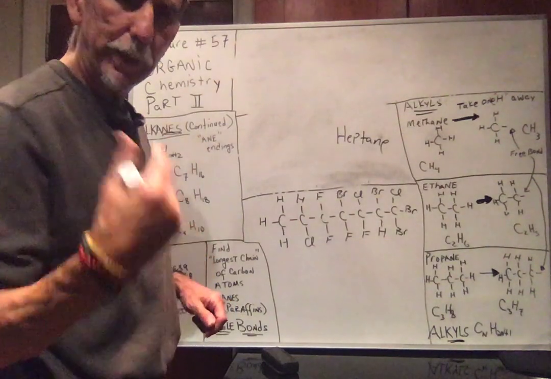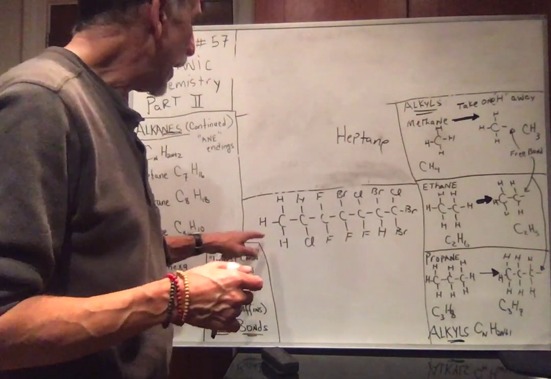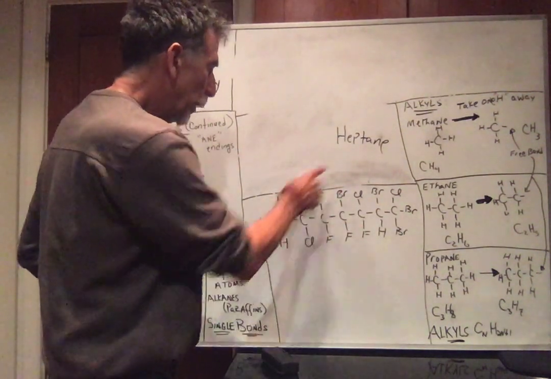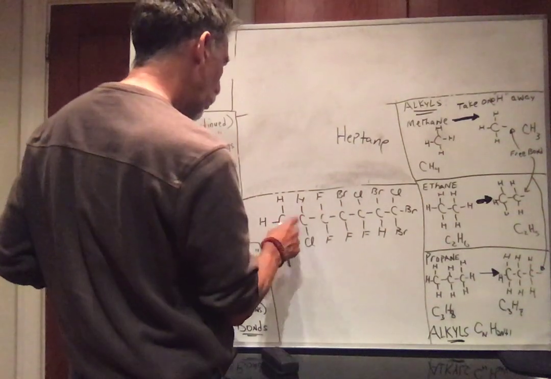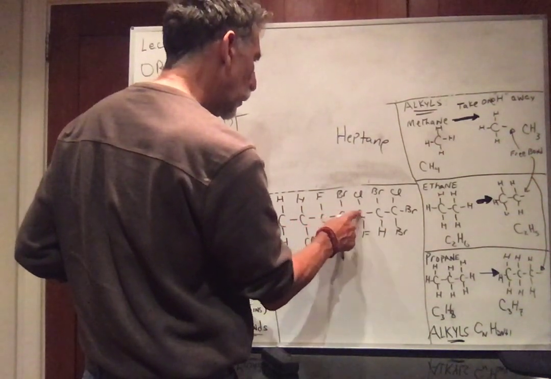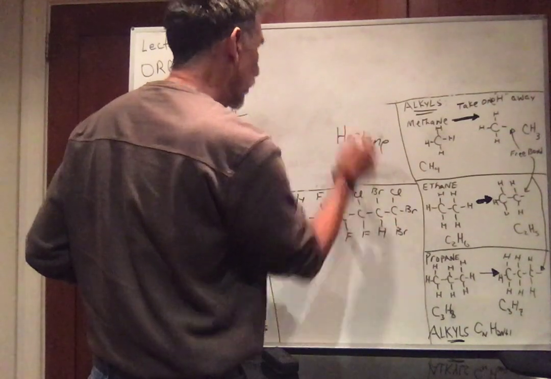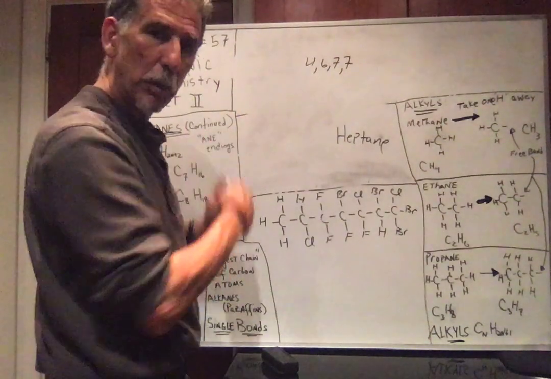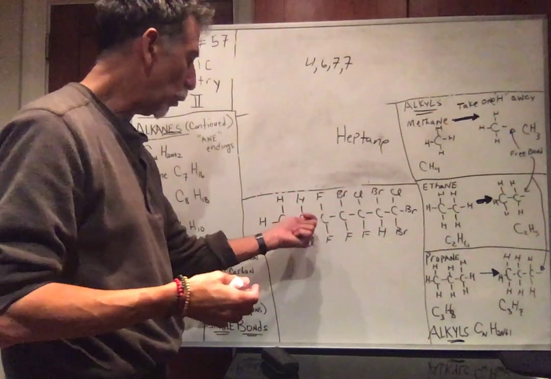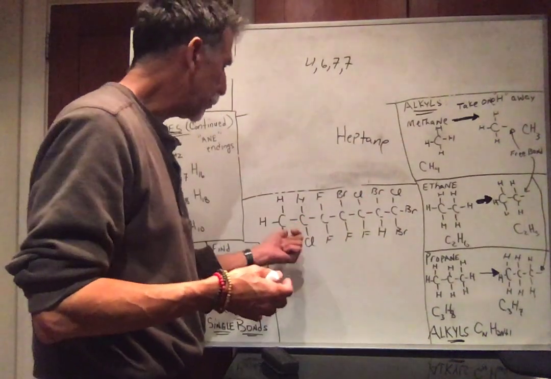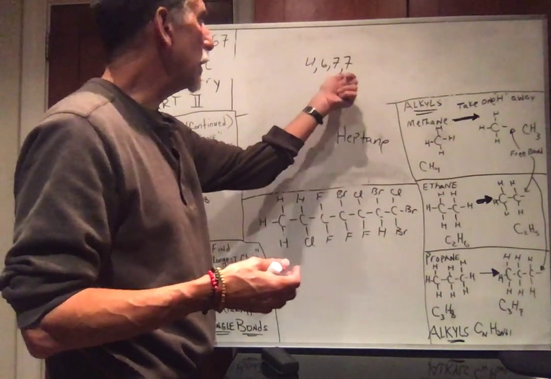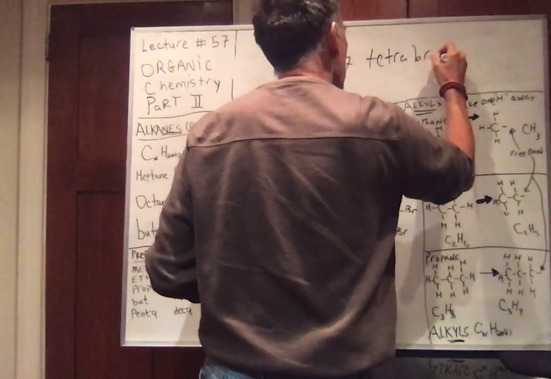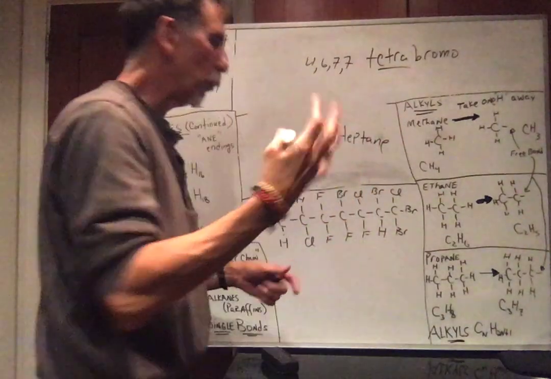Once again, I put substituents. Let's see, what do I have? Bromine, chlorine, and fluorine. Now, if you'll notice, I put the bromines here. If I start on this side, it's heptane. Where's the bromine? It would be 1, 2, 3, 4, 6, 7, 7. If I count from left to right, this is carbon 1, 2, 3, 4, 5, 6. I would have 4, 6, 7, 7 tetra, because there's 4 bromo. Tetra is 4, and there are 4 bromines.